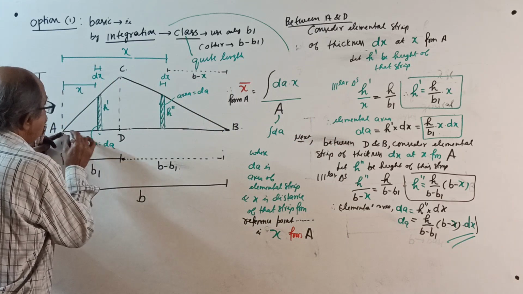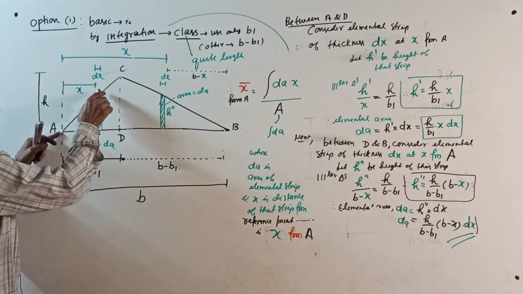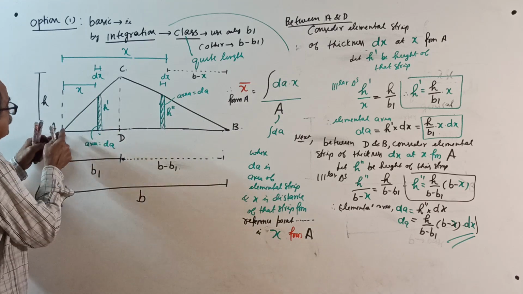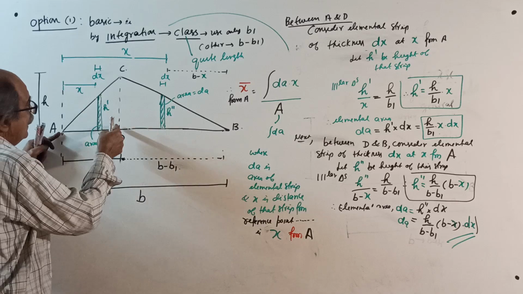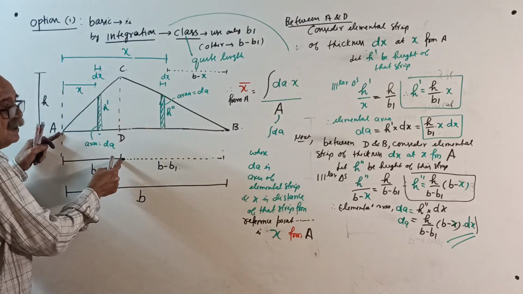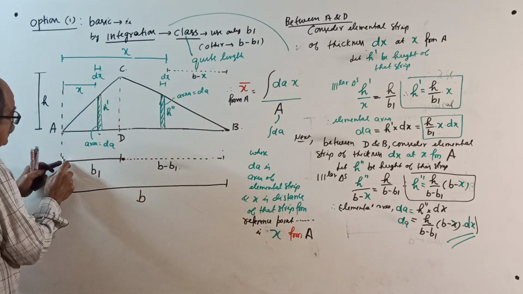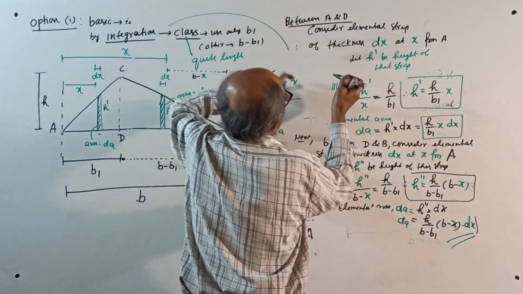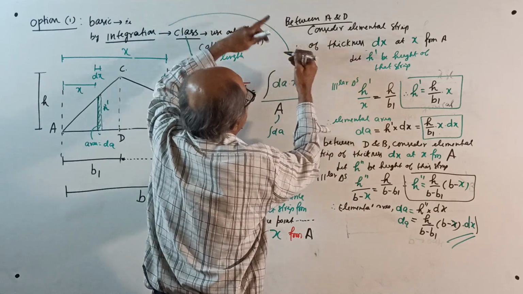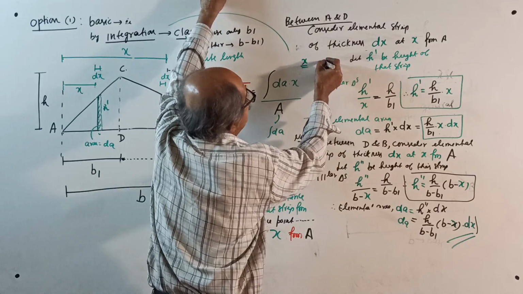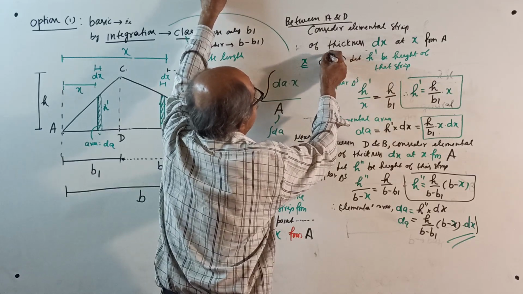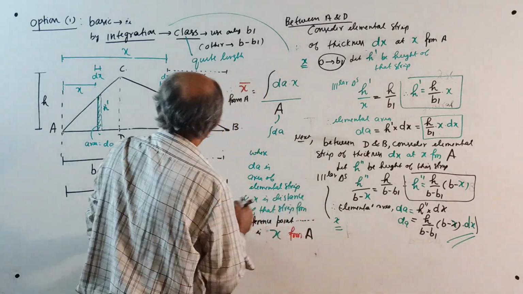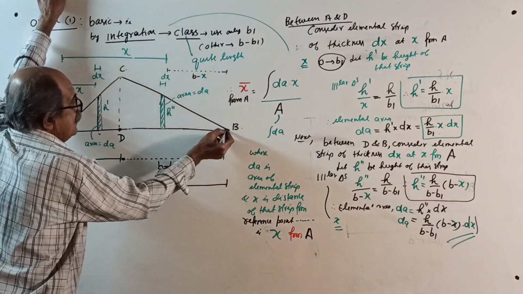For the first one, between A and D, x is for this strip and this strip both, x is from A to D. The starting point of x is 0, and the ending point of the strip is at B1. So for this strip, x varies from 0 to B1. This is very easy to understand. But for the second one, your x varies from here to here.